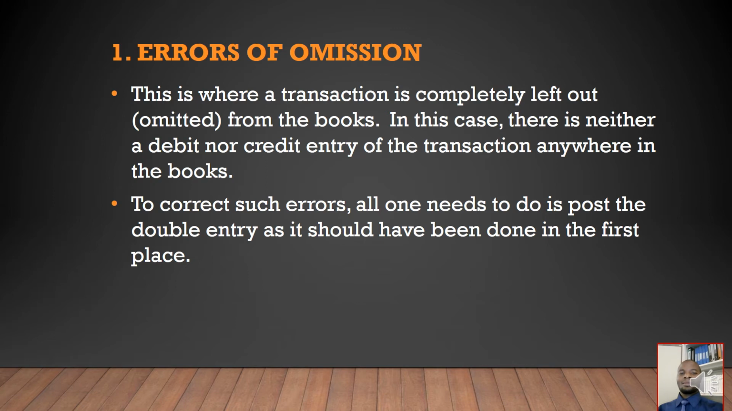So let's take a look at these errors one by one. The first one is the error of omission. What is an error of omission? An error of omission is an error where a transaction is completely left out, completely missed out, completely omitted from the books. In this case, there is neither a debit nor credit entry of the transaction anywhere in the books. It's completely missing. So, to correct such an error, all that one needs to do is post the double entry as it should have been done in the first place, since this double entry is missing.